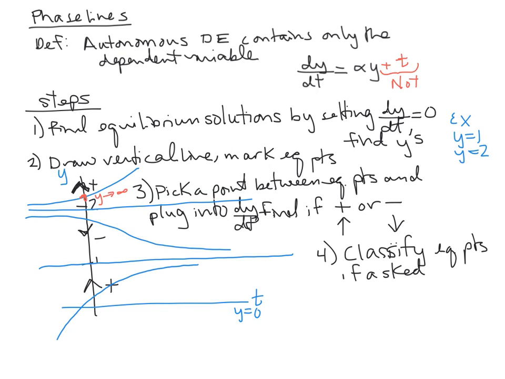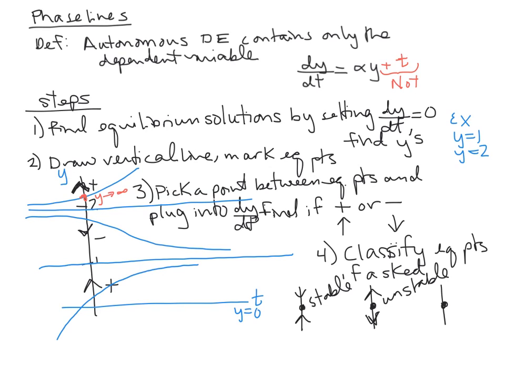And so here's some classifications. If all solutions go into an equilibrium point, kind of like we have at 1 over here on the left, then that would be classified as a stable equilibrium point. If all solutions go out of an equilibrium point, then that is called unstable.